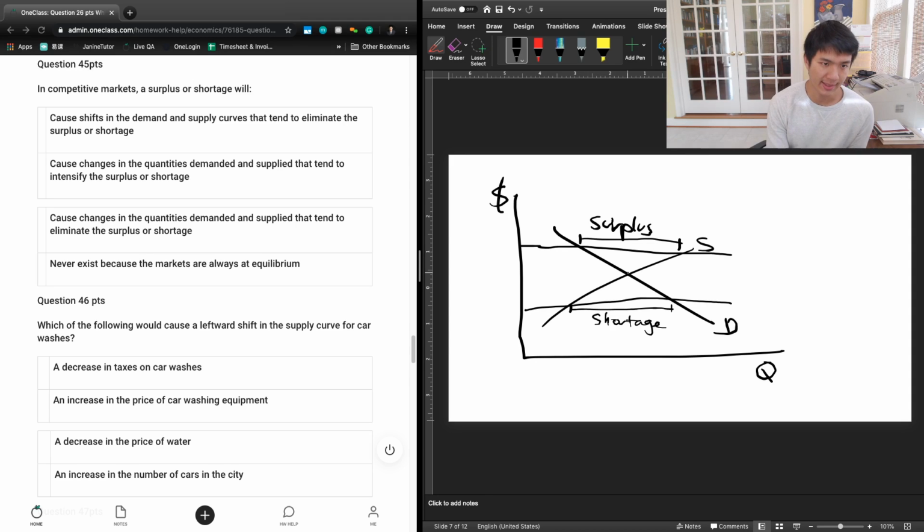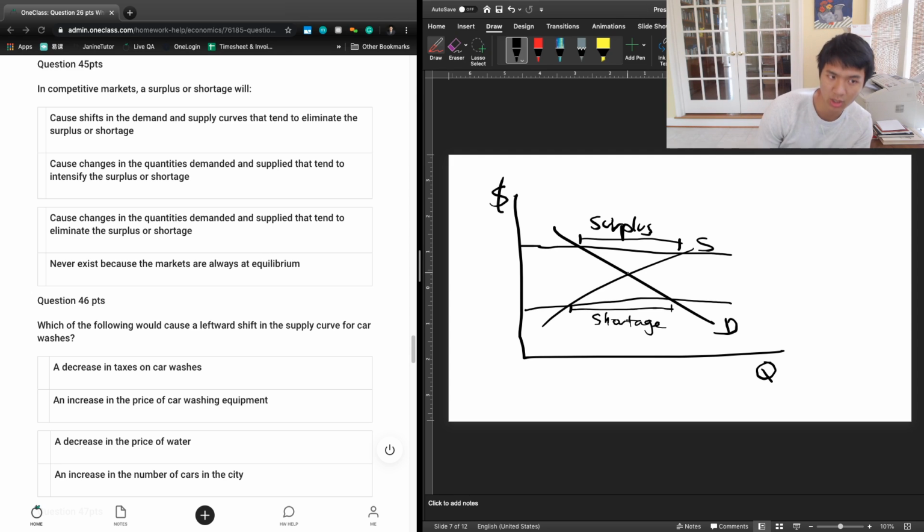So answer choice A says a surplus or shortage will cause shifts in the demand-supply curve that tend to eliminate the surplus or shortage. First of all, surpluses and shortages do not cause shifts in the supply curve. Neither supply nor demand is actually moving, right? It's just changes in quantities demanded and supplied. So that's going to be incorrect.